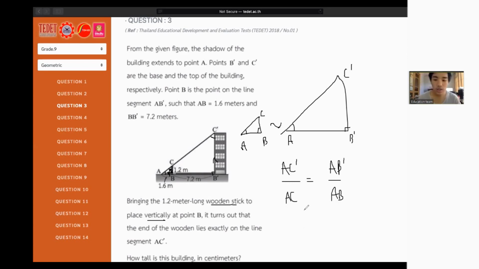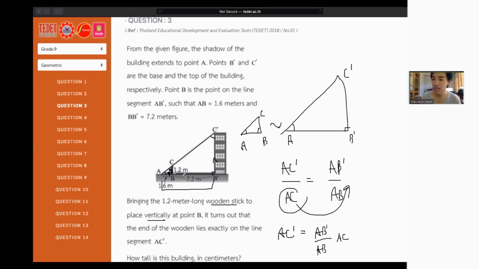And so from that, we're nearly done, right? We just have to move this thing up here, so AC' equals AB' over AB times AC. Now we know AB', right? If AB' is this whole thing, 1.6 and 7.2 will give you 8.8. So that's 8.8. AB is 1.6, and now we're just left with AC. And then you're thinking, okay, how do I work out AC?